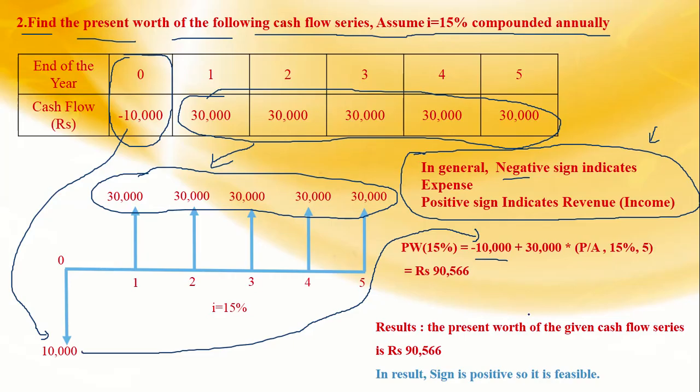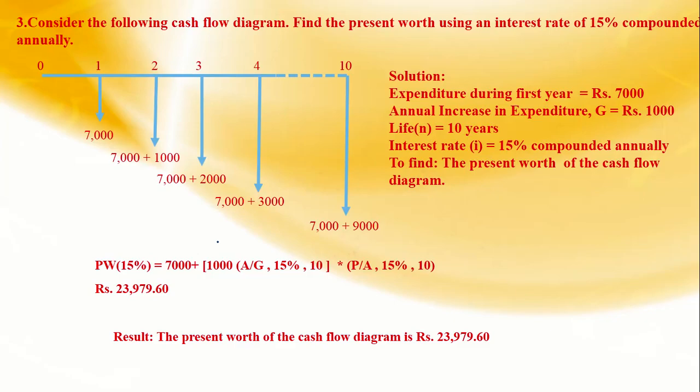Minus 10,000 plus 30,000 into P bar A, 15%, 5. We commonly use P bar A, 15%, 5 because all the installments are equal. This is the difference between this problem and the previous problem. Now the present worth of 15% is equal to 90,566 rupees. In the result, the sign is positive, so this project is feasible. So this is the condition we arrived at.